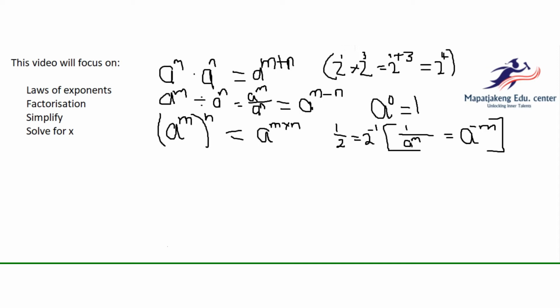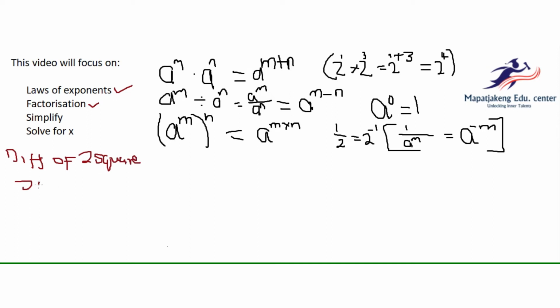And then now we go to factorization. We are done with law of exponents. Factorization, only factorization, yeah, the difference of two squares. Difference of two squares.